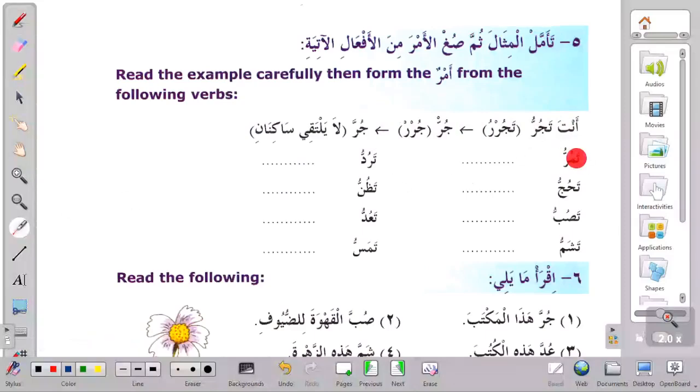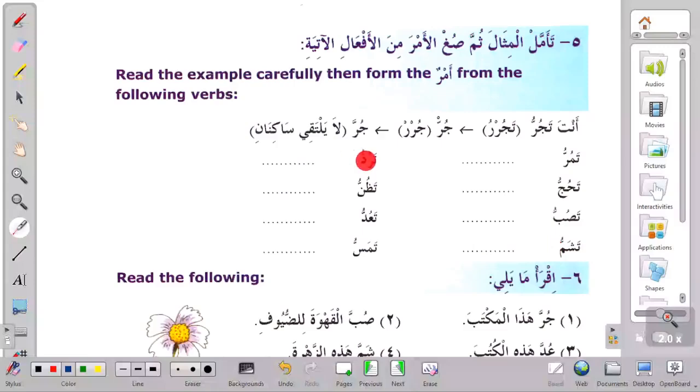So let's conjugate these ones. To tamurru, the amr is going to be what? Of course, murra. Then tahujju, the amr is going to be what? Hujja. Oh, that is clear. Then tasubbu, the amr is going to be what? Subba. Then tashammu, the amr is going to be what? Shamma. Oh, that is clear.